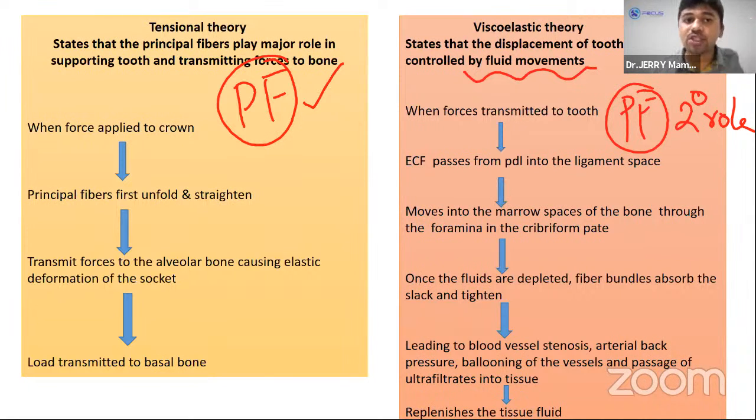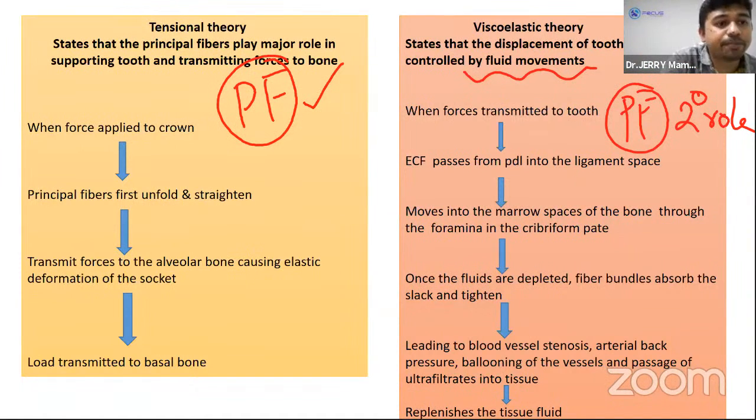Tensional theory goes completely for principal fibers. They say that the principal fibers are the ones which support the tooth in taking up the load. Whereas viscoelastic theory states that when forces act upon the tooth, it is the displacement of the fluid within the periodontal ligament space which takes up the maximum load, and principal fibers play only a secondary role. So that is the basic difference between both. Now let's see how they are explaining it. What is the theory behind it?